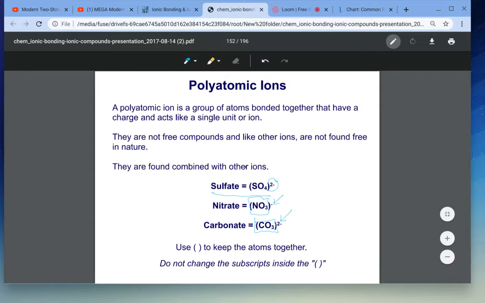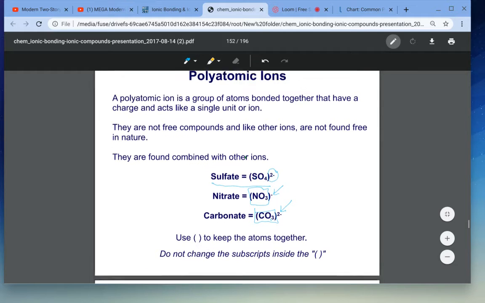So the parentheses just keep the atoms together, and do not change the subscripts inside the parentheses because you wouldn't change the ingredients in Lucky Charms. It's a box of Lucky Charms. It stays just like that, okay?